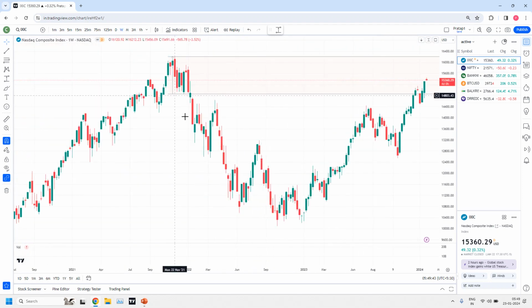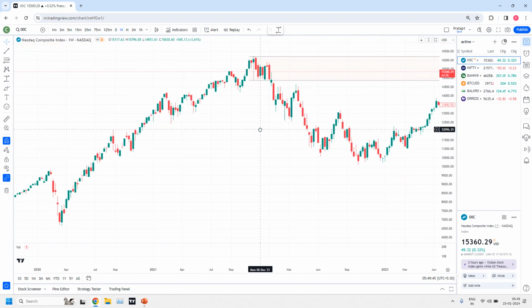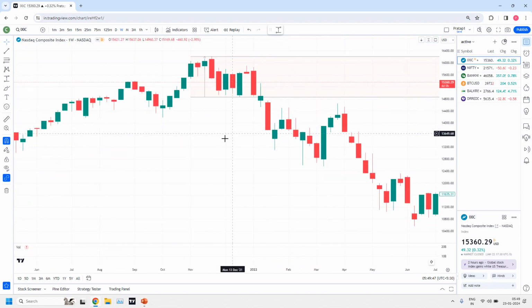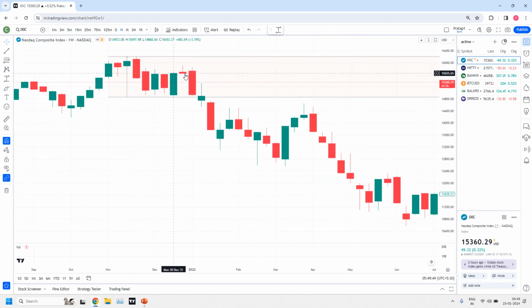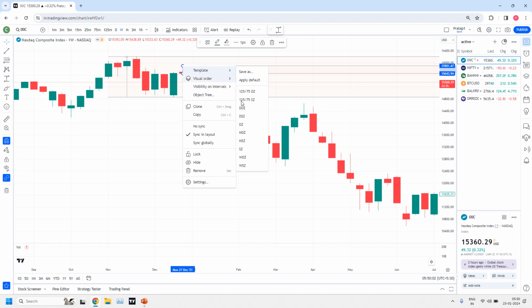Now inside this monthly, I identified one weekly supply zone. See here, we have a rally candle, base candle and a drop candle. So this is a supply zone. Which supply zone? Weekly supply zone. So let me draw the zone. And let me change the color to the weekly supply zone.